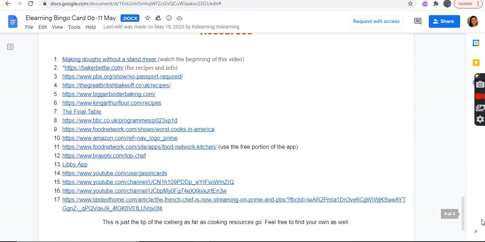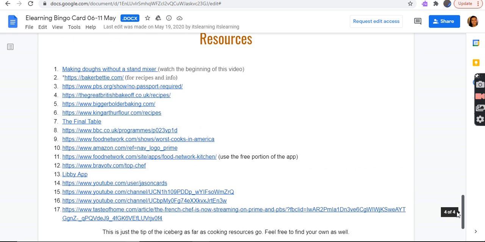Resources. You can click. This is just the tip of the iceberg as far as cooking resources go. Feel free to find your own as well. Click one of those links.